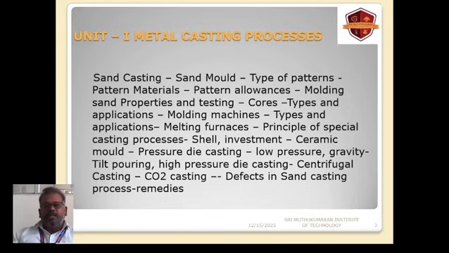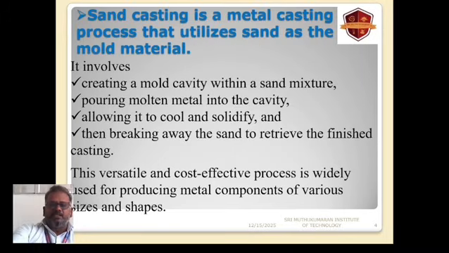It's talking about shell casting, investment casting, ceramic mold, pressure die casting, lower pressure and higher pressure gravity mold. Then it is talking about centrifugal casting, then carbon dioxide casting, and to end with we have got the defects in sand casting.